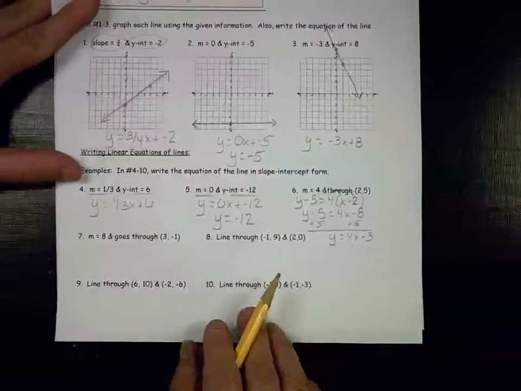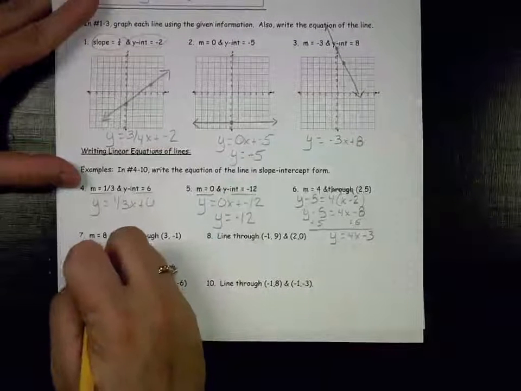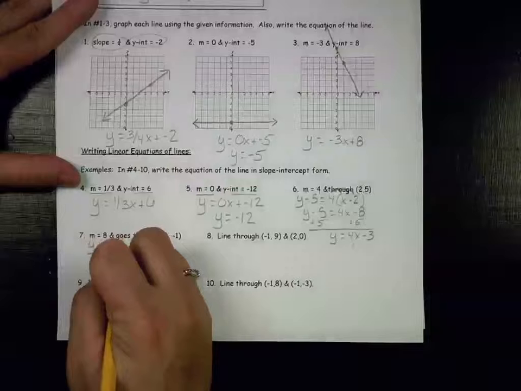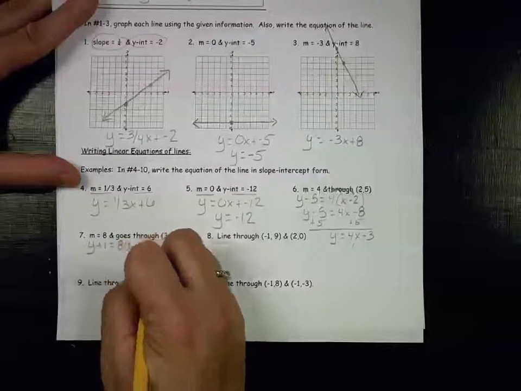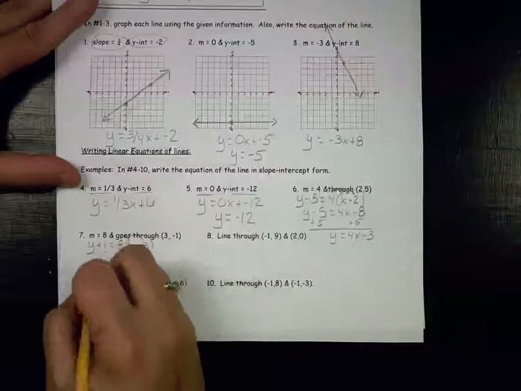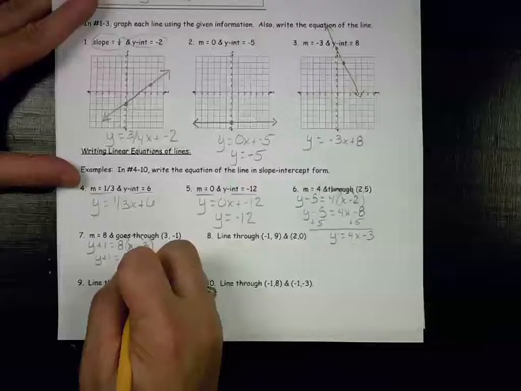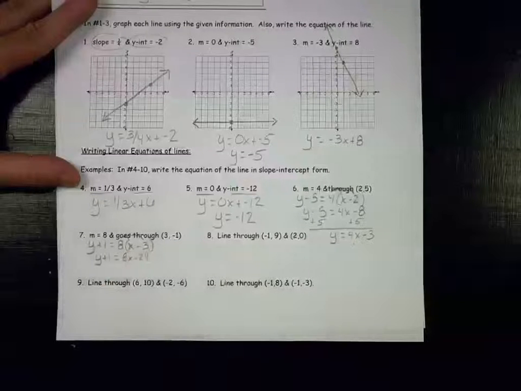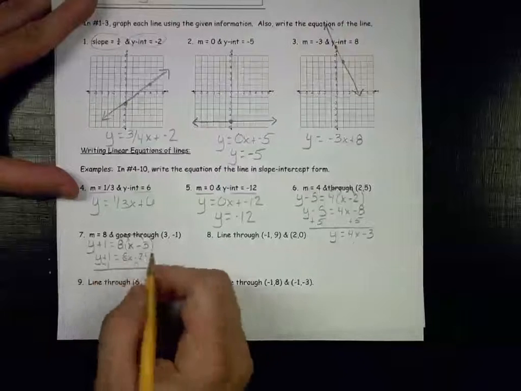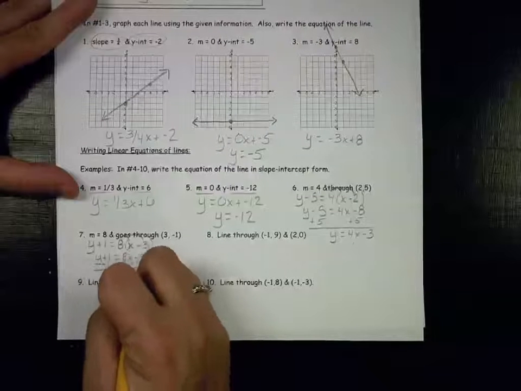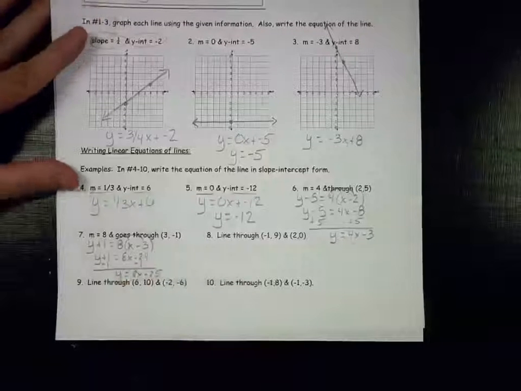Let's try that again with number 7. Start with point slope. Y plus 1 equals 8 times x minus 3. Distribute: y plus 1 equals 8x minus 24. And when you subtract 1 from both sides, you have y equals 8x minus 25.